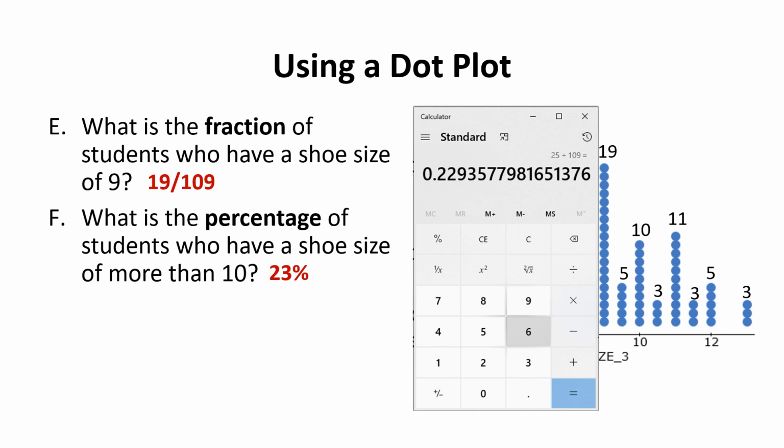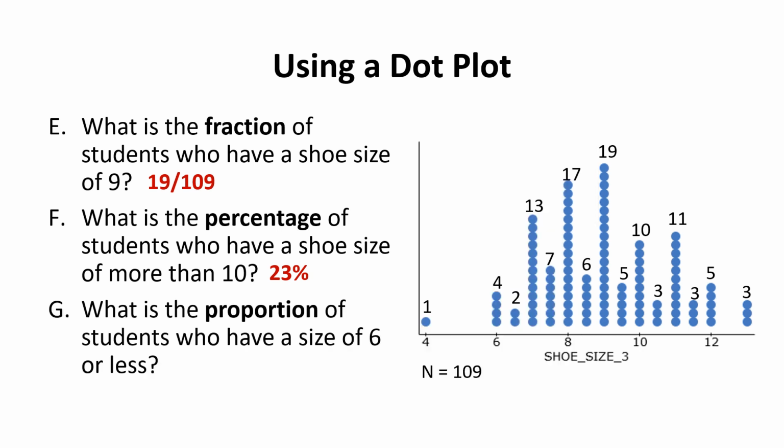And our last question, what is the proportion of students who have a shoe size of 6 or less? Proportion means decimal or percent. This time we want shoe size of 6 or less. So this time we do include 6. Shoe size of 6, that would be 4. And how many are less than 4? Just 1. One shoe size of 4, so that's a total of 5.